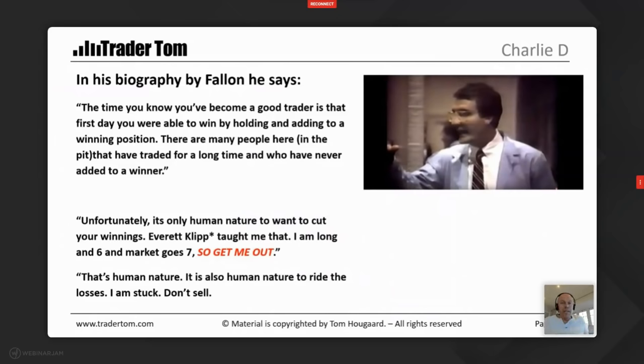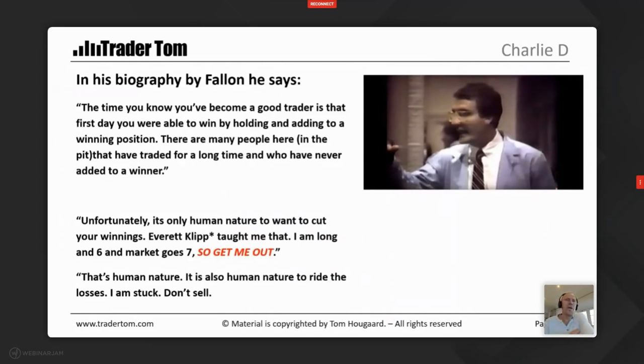And he's talking about this group of floor traders that he's addressing at the time. There are many people in here in the pit that have traded for a long time and who have never added to a winning position. And that is, unfortunately, the nature of the human condition. We want to cut our winnings. We want to bring home the harvest. So if I bought at 6 and I can get out at 7, get me out.